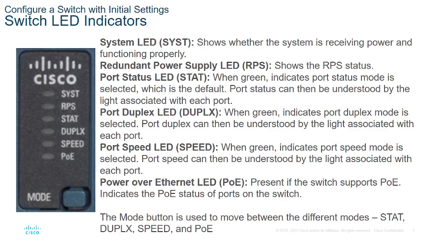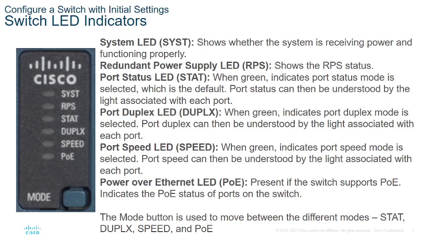Then we have what they call the port status LED, which is the STAT LED. Now the STAT LED, when it indicates green, indicates the port status mode has been selected, which is the default. Port status can be understood also by the lights associated with each port. So we'll explain that to you. When this port status LED lights a specific color, all those other ports light that specific color, and that specific color normally means something.